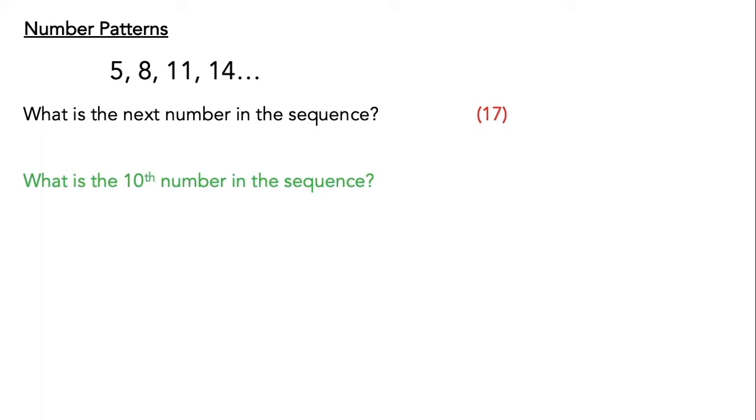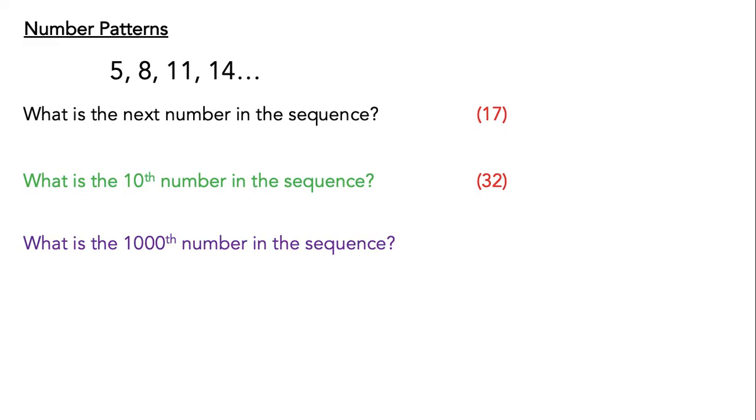Now what's the 10th number in the sequence? That's a little more difficult. If you keep on adding 3's every time, you'll eventually get to 32. So 5, 8, 11, 14, 17, 20, 23, 26, 29, and 32.